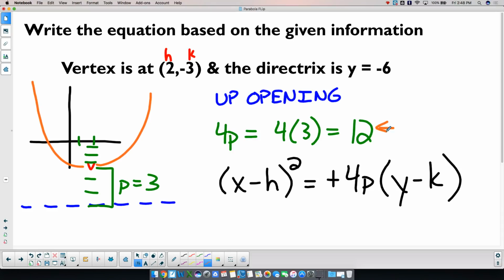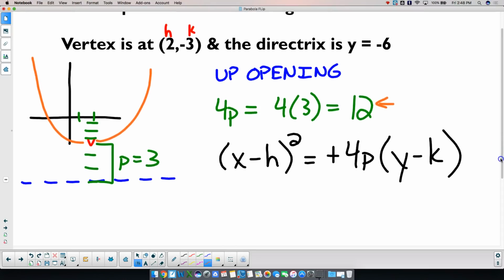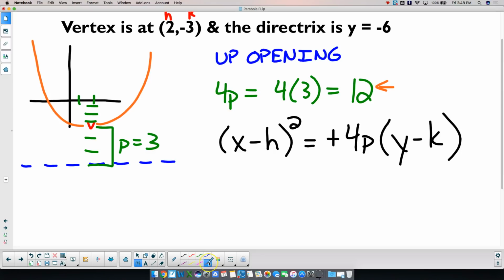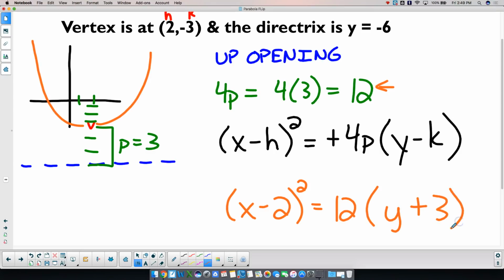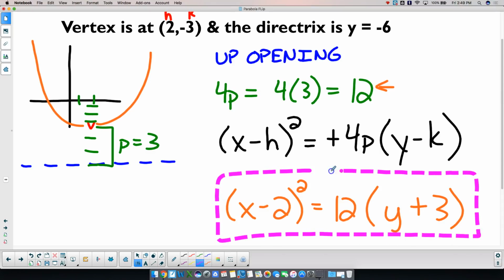So I can go just from those two pieces of information, I can go right to my equation. And my equation is going to be x minus 2, because it's x minus h, quantity squared, equals positive 12 times the quantity y minus negative 3. And that, ladies and gentlemen, is my equation for that parabola given that scenario. Thus ends video number 1.